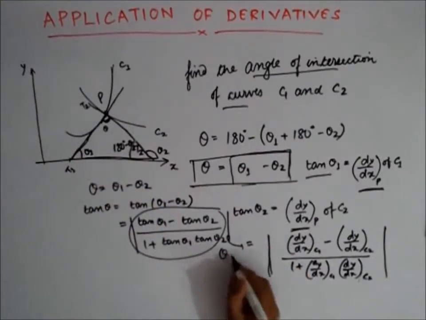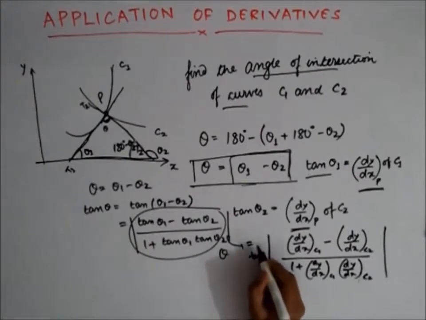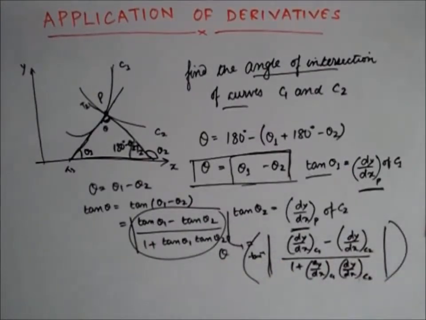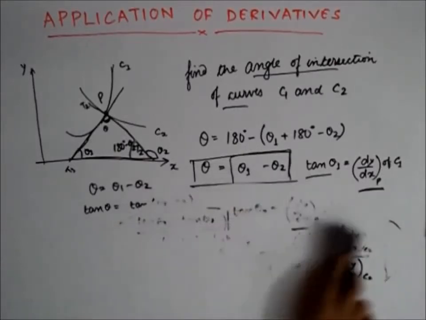So to find theta, what I'll need to do is find the tan inverse of this value. So I'll get the acute angle formed between the curves C1 and C2 at the point of intersection. Okay. Now let's take an example where we need to find the angle of intersection.